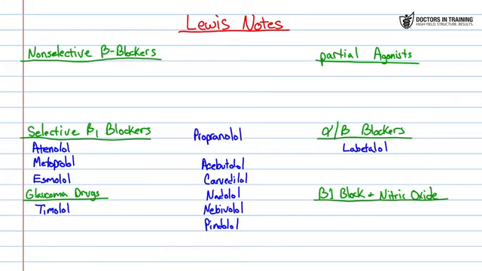Next, we have propranolol. Propranolol is a non-selective beta blocker. You can use it for things like hypertension. Sometimes you can use it for essential tremor and even for some anxiety.